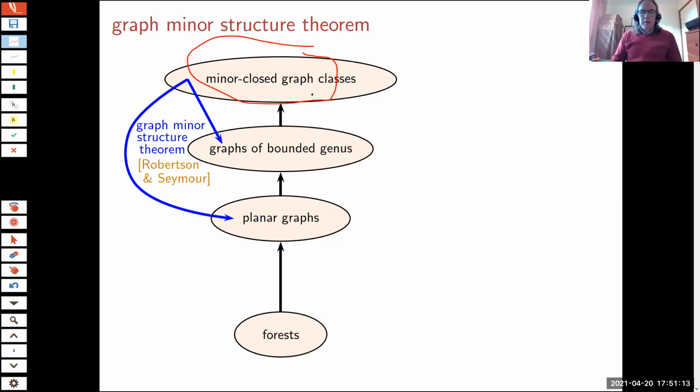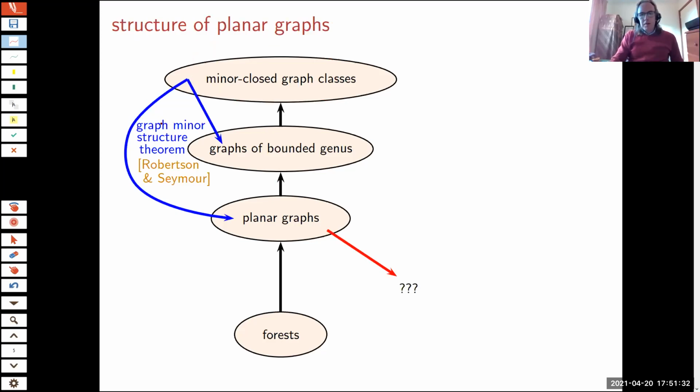Now, one of the basic building blocks in the Robertson and Seymour graph minor structure theorem is planar graphs. So planar graphs sort of sit at the bottom of the picture. They are one of the building blocks, and in fact, they are the simplest building block in some sense. So this suggests a question, and it's a question that's bothered me for many years. The question is basically, well, what is the structure of planar graphs? Can you describe planar graphs in terms of something simpler? And Robertson and Seymour don't answer that question.